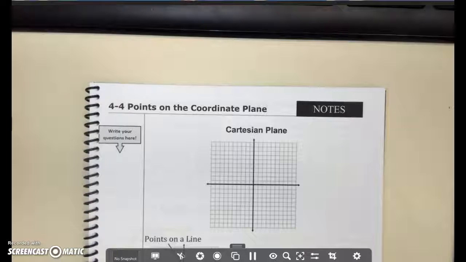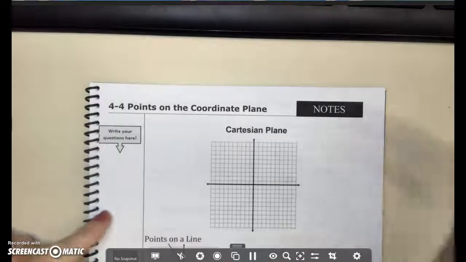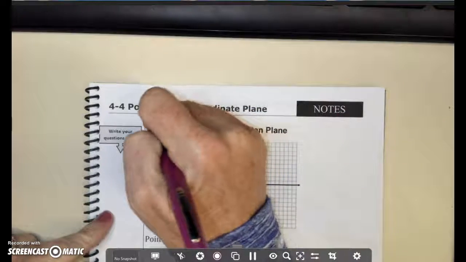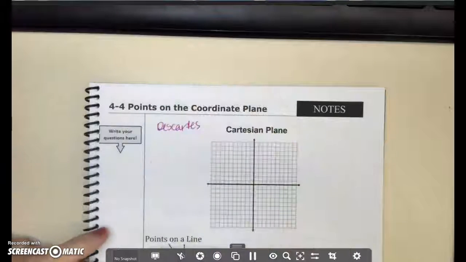Alright, so we are finally going to start working with graphing, and we're going to start today with 4-4, points on the coordinate plane. A regular coordinate plane we call the Cartesian plane, and it's named after a dude named Descartes, and we're going to talk about him in class a little bit. But he actually discovered a way that you could label points, and it became really useful for a lot of different things that we'll talk about.